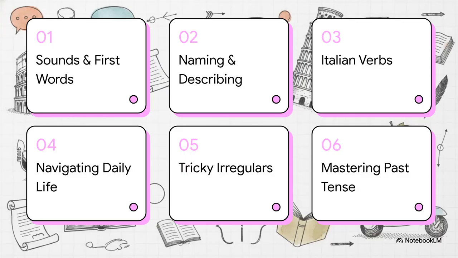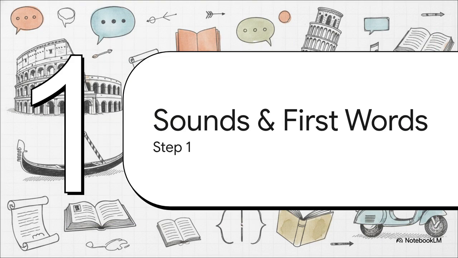To keep this whole process completely stress-free, we're going to tackle the language systematically through 6 logical building blocks. We'll hit sounds and first words, naming and describing, taking action with Italian verbs, navigating daily life, the tricky irregulars, and finally, mastering the past tense. All right, let's get into it. Block number 1, sounds and first words.